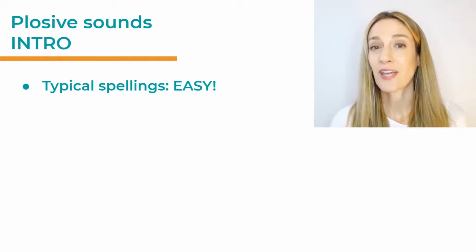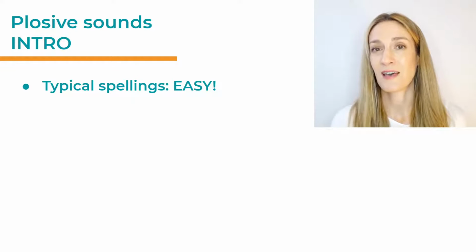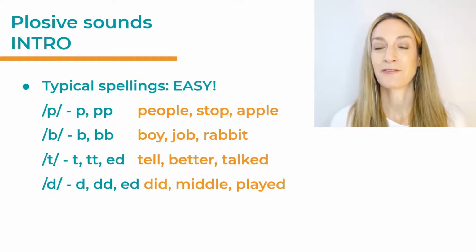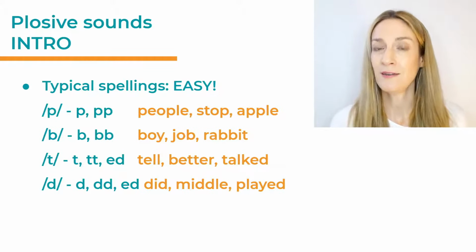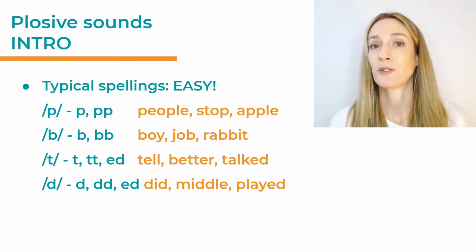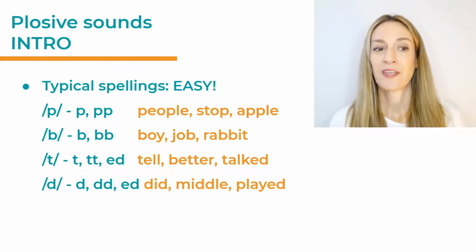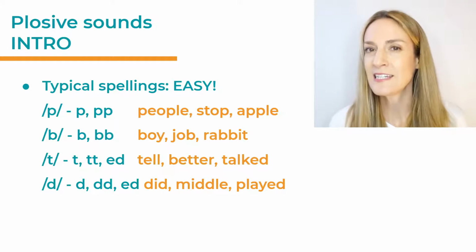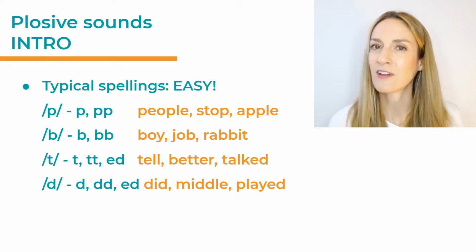Now I want us to have a look at the spellings of these plosive sounds. The good news is, for most of them, it is really easy. So for P, we either have the spelling P or double P, for example, in the words people, stop, or apple, very easy. For B, we have B or double B: boy, job, rabbit, all of those have a B sound. For T, we either have T, double T, or ED endings. Remember ED endings in regular verbs?